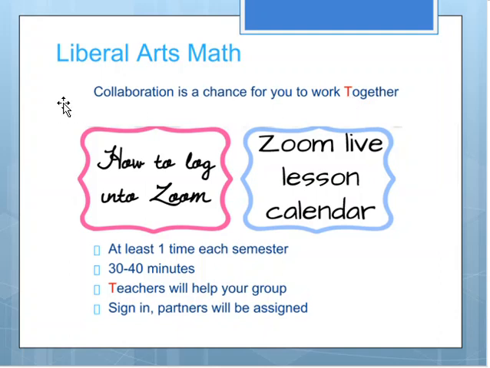The next letter is the letter T for together. Collaboration is a chance for you to work together. We have one assignment in segment 1 and one assignment in segment 2 where we allow for collaboration. The Zoom live lesson calendar is where you will see our live lesson schedule when it comes to those assignments. And then also we have how to log in to Zoom using your FLVS login and password they give you.